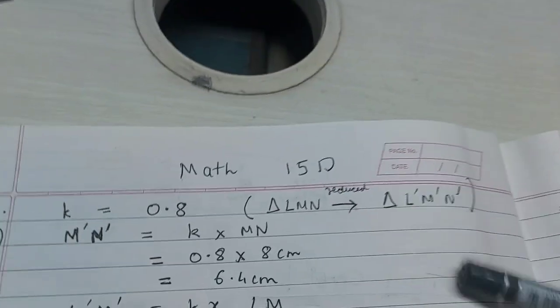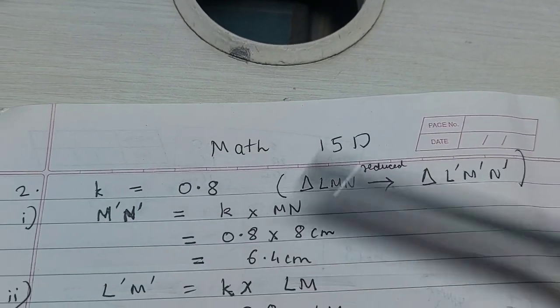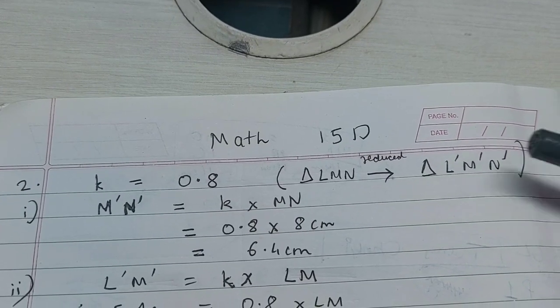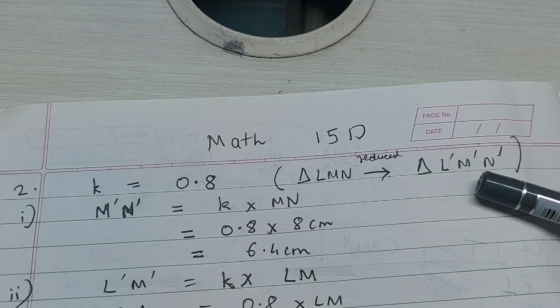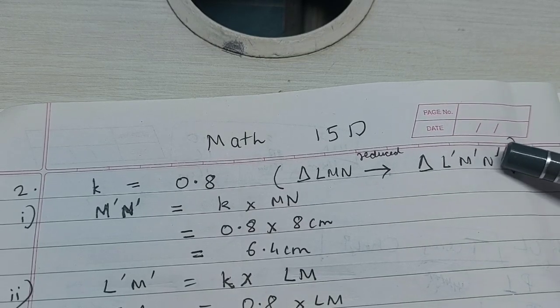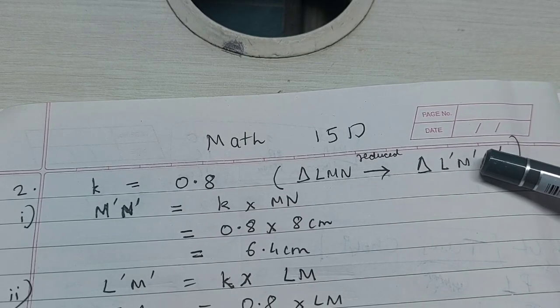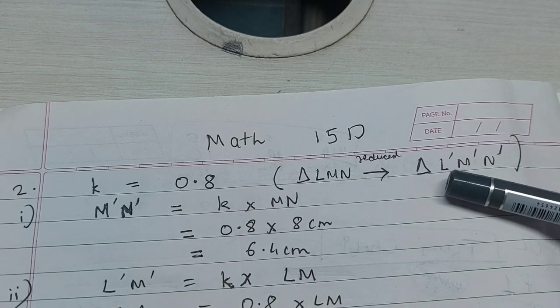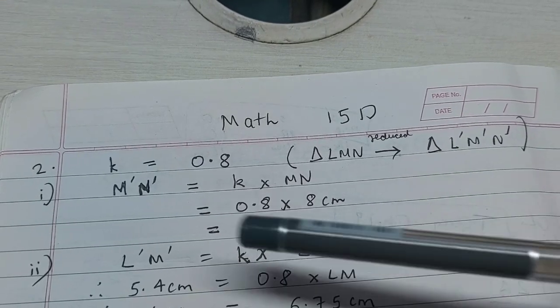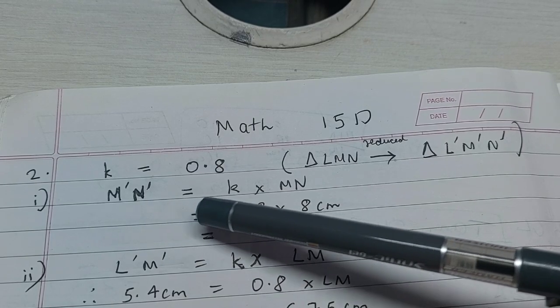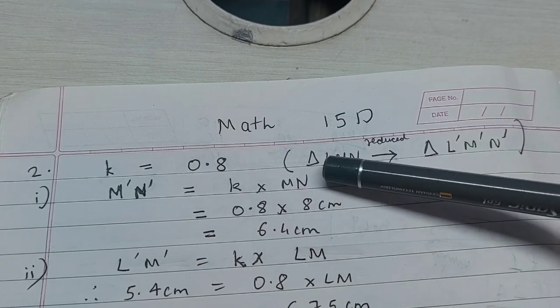So here the scale factor, that is K, is 0.8. It's like zooming in or zooming out. If this triangle has been reduced, it means the lengths of the sides of this triangle will be smaller than the lengths of the sides of this triangle, but they will be similar in shape. So the formula always goes that the smaller length is equal to K times the bigger length.